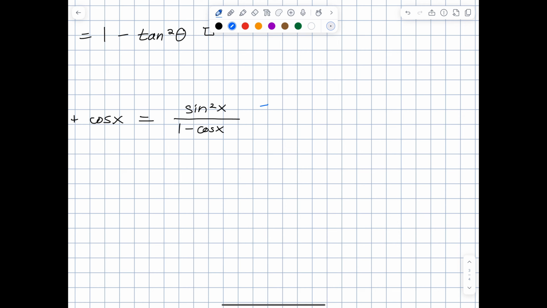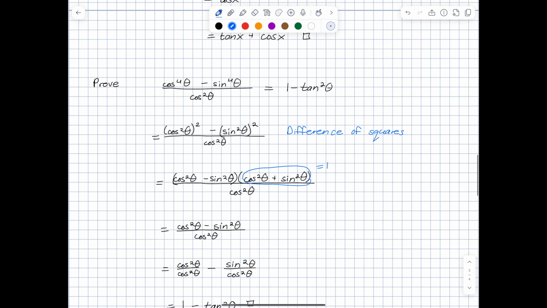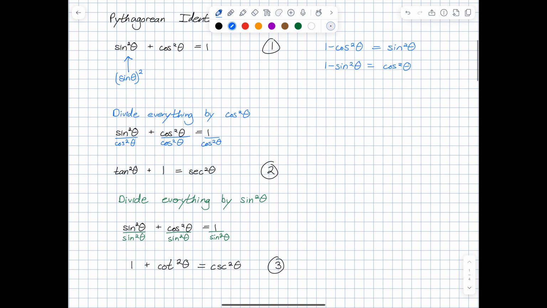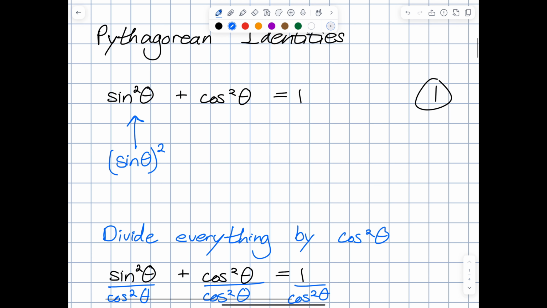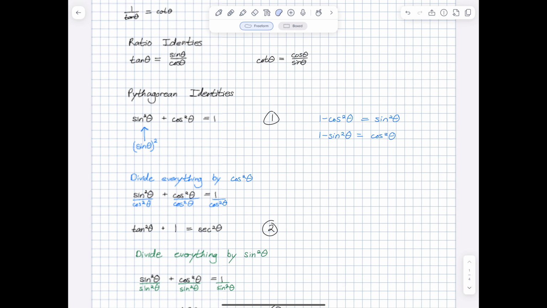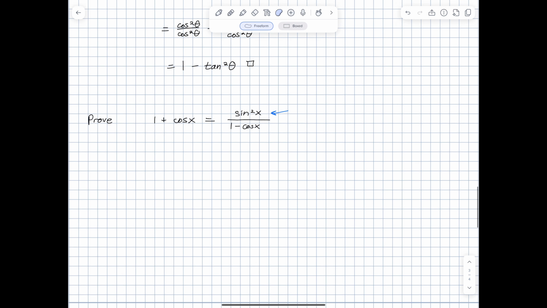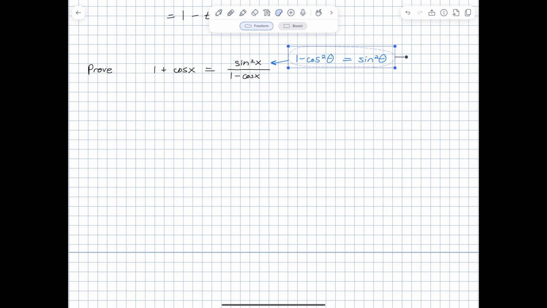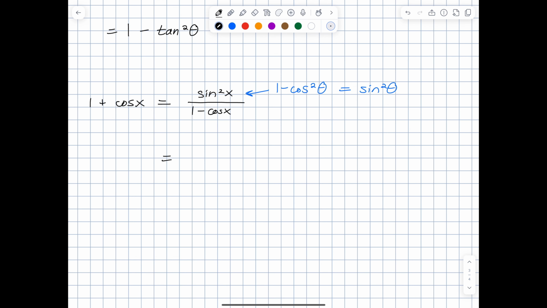So in order to do that, I'm looking at the top, and I notice that we have a sine squared, which reminds me of the first Pythagorean identity. So if you remember, we can rearrange this a little bit and get 1 minus cosine squared is equal to sine squared. So we've got a sine squared on the top. We could swap that out. Instead of sine squared, we could put 1 minus cosine squared. And then everything will be in terms of cosine, which will make it a lot easier to simplify.